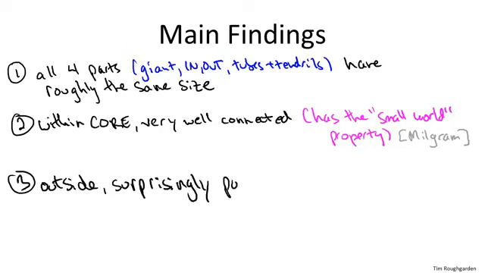And just as a point of contrast, outside of this giant strongly connected component, which has this rich small world structure, very poor connectivity in the other parts of the web graph.